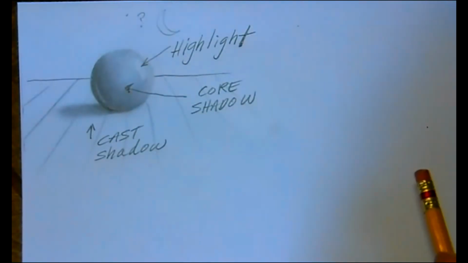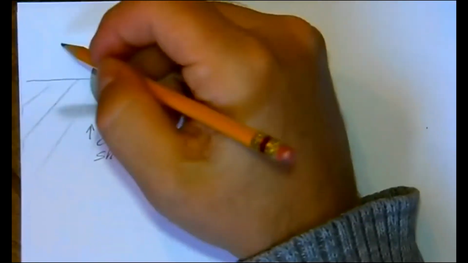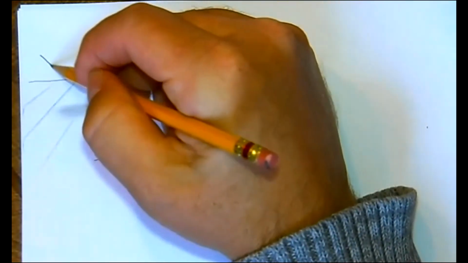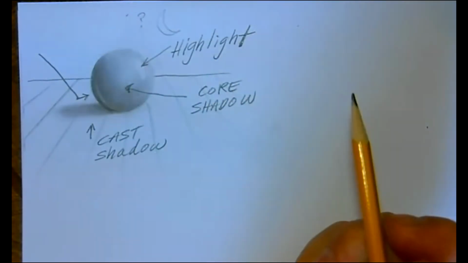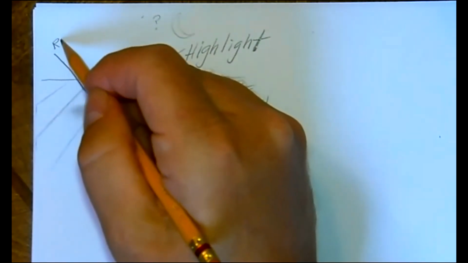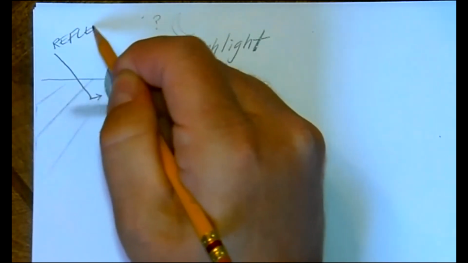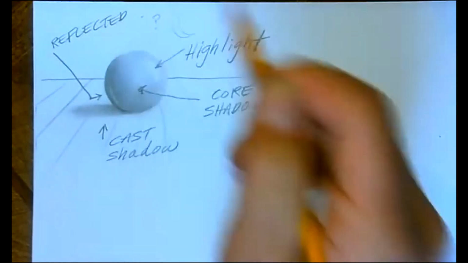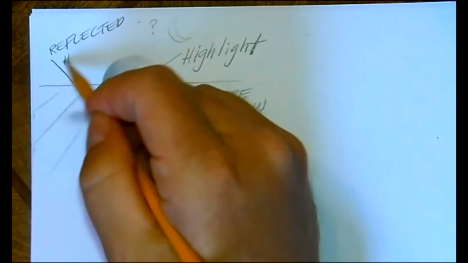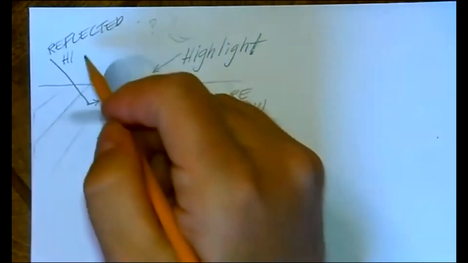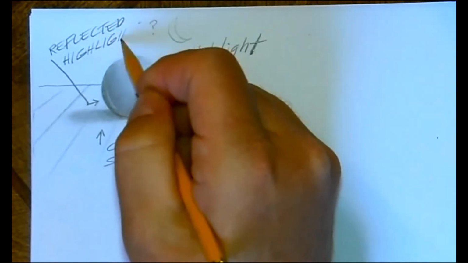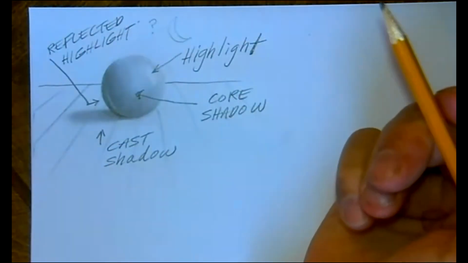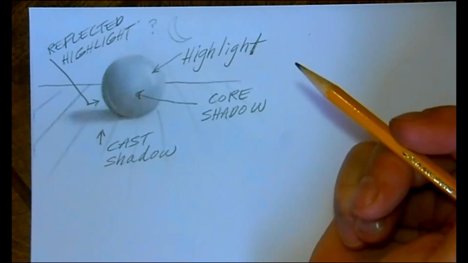And you'll see it on objects. What's happening is you've got light up here, and the light will bounce off of the table and then bounce onto the object, and you get a reflected highlight. I feel like they should call it a low light, but that's what they call it, a reflected highlight. Because highlights are those shiny things that you make look lighter on the object. So there you have it.